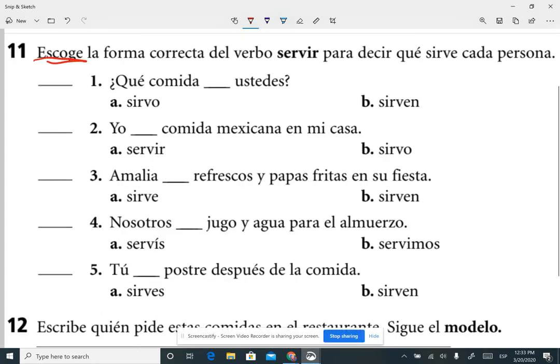So the easy way to figure that out is to look for your subject. So here we have what food, and then you guys, right? What food do you guys serve? So this one is a singular verb. That's the yo ending or I ending. This one is plural. That would be you all, or they. So it has to be answer B. So we put B here. Right? So that's basically how it works. Figure out who you're talking about.